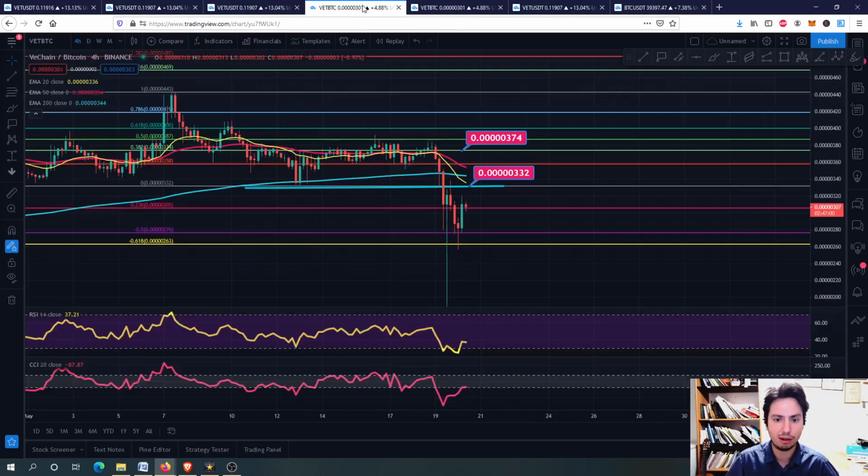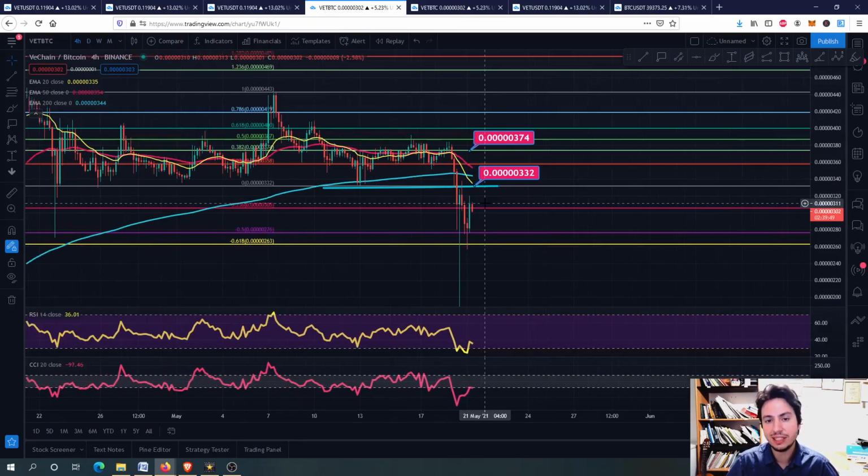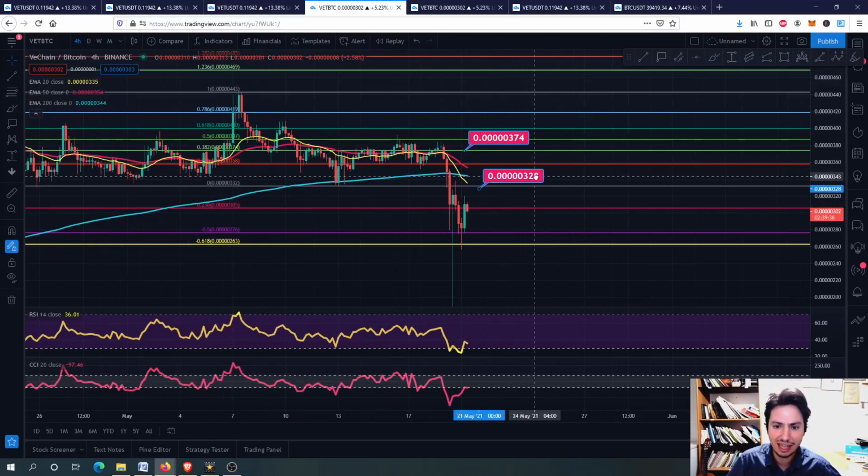But okay, for the mid to long term I believe Vechain will perform great and all tables will turn, because this bull run, guys, isn't over yet. This bull run isn't over yet. So right now, what we want to see is Vechain going and retesting the 0.50331 for Vechain against Bitcoin.